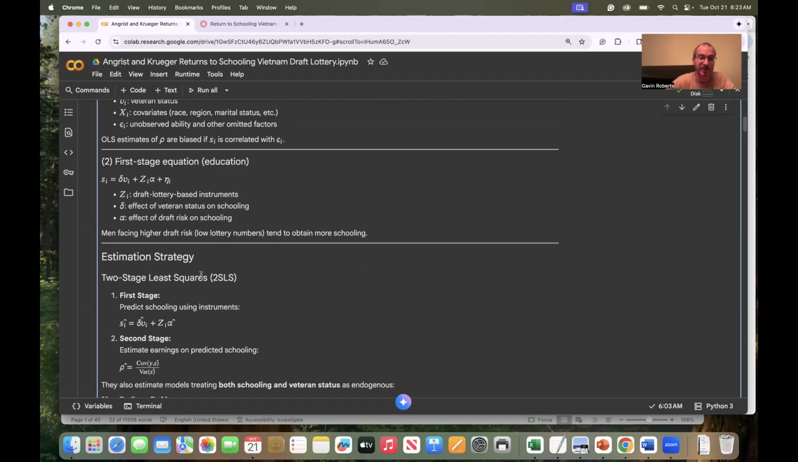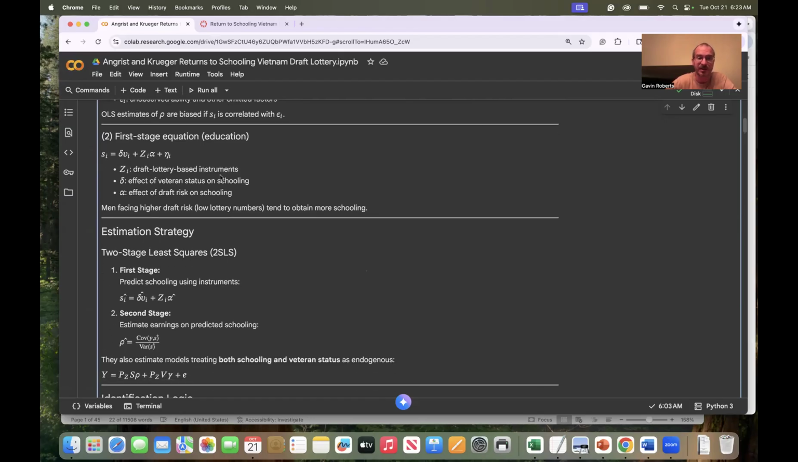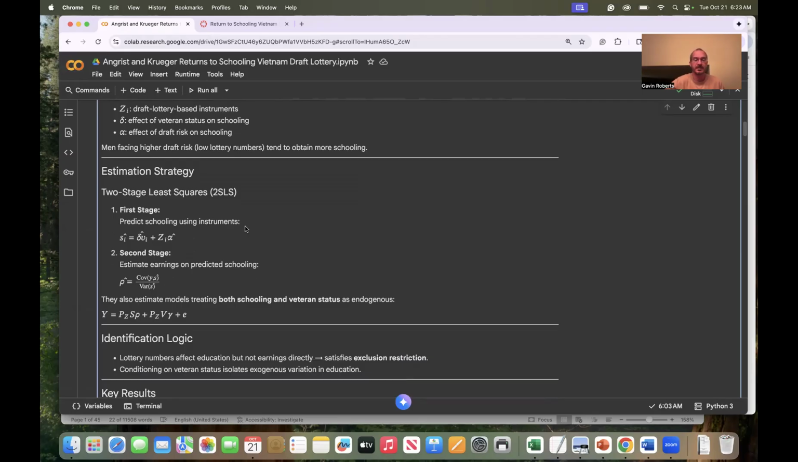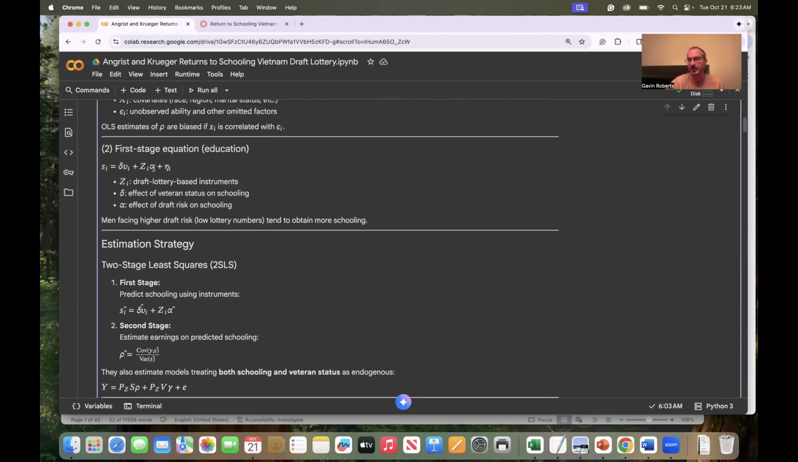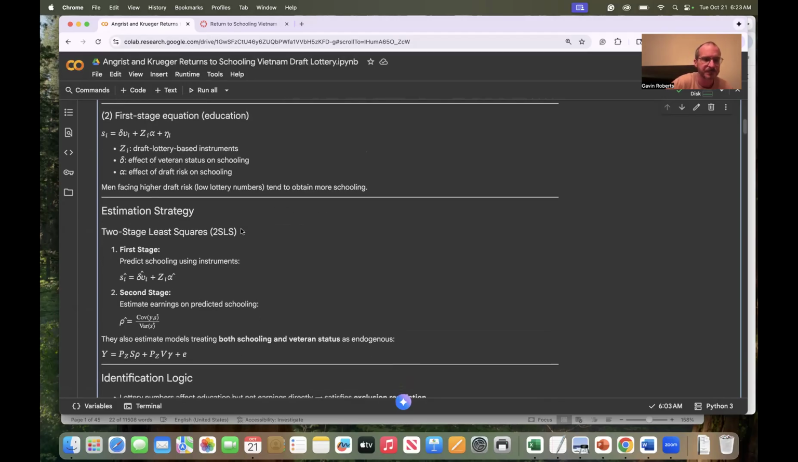So in years of schooling, now we can say, well, Z is draft lottery-based instruments. Delta is the effect of veteran status on schooling. So maybe being a veteran impacts schooling itself. Alpha is the effect of draft risk on schooling. So again, Z is the draft lottery-based set of instruments. Alpha then is the impact of those on schooling. And I think this should actually be a Z prime, sorry, because Z is a matrix too, and alpha is a vector of parameters.